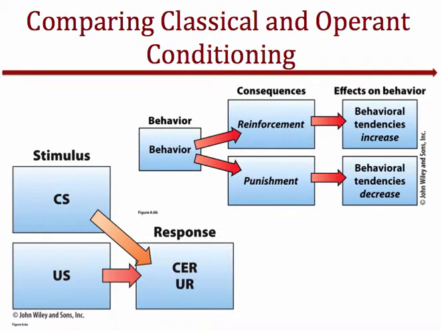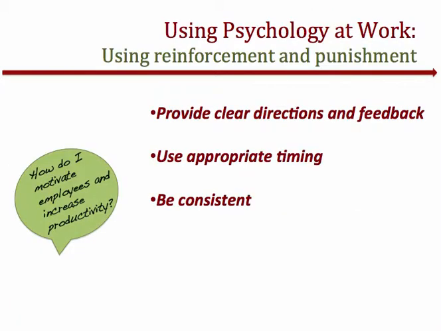So when we compare classical and operant conditioning, remember, classical conditioning is when two stimuli, a conditioned and an unconditioned, are paired together to elicit conditioned responses. Okay, so really it's the association or the development of an association between two stimuli. Okay, in operant conditioning, on the other hand, it's the association, the development of an association between a behavior and its consequence. And remember that those consequences can either be reinforcement or punishment.